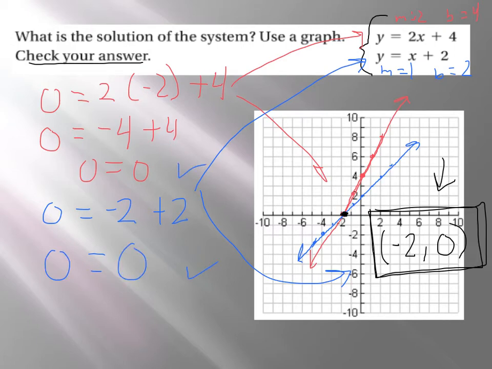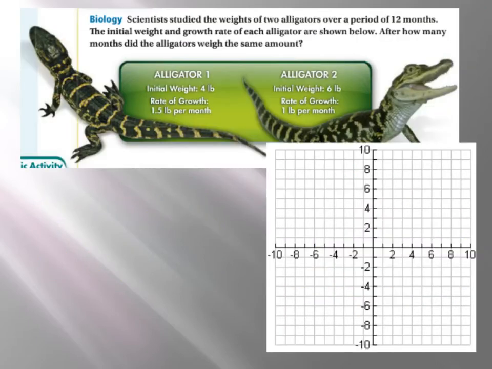So this answer works. So why would we use this system of equations? Well, here's a good example with a word problem. Scientists studied the weights of 2 alligators over a period of 12 months. The initial weight and growth rate of each alligator are shown.